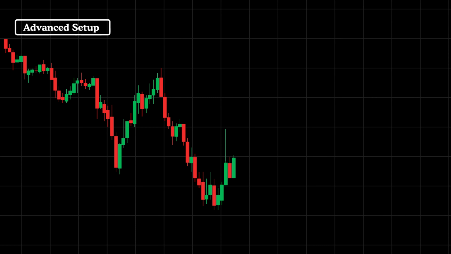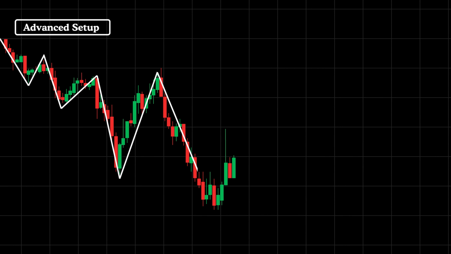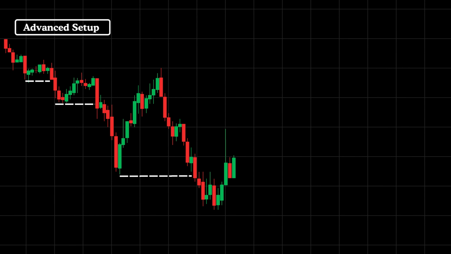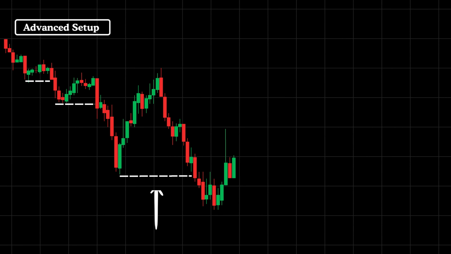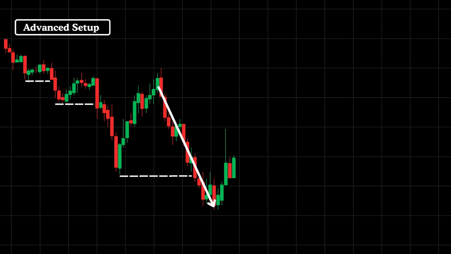Let's walk through another clean example. On this chart, we can clearly see price forming lower highs and lower lows, confirming a strong downtrend structure. Now, while there are several break of structure points we could choose from, we'll focus on the most recent one. Right here we take the sharp move that led to that break and mark it as our major supply zone.